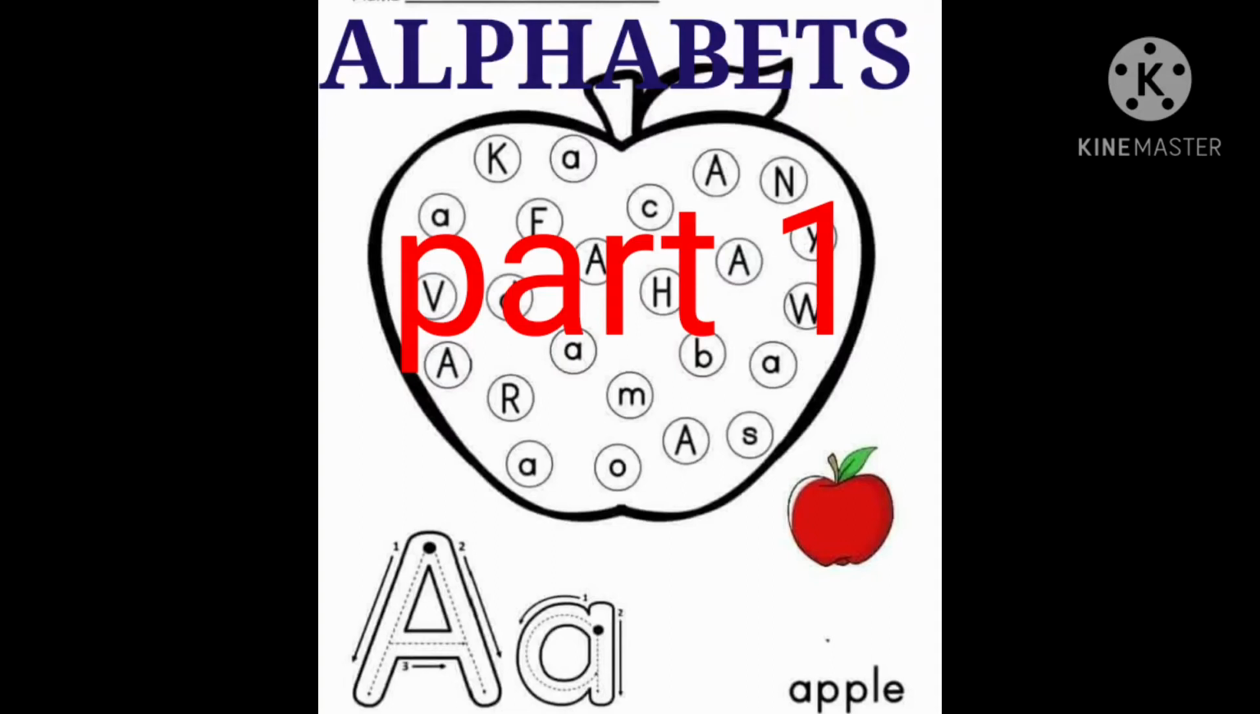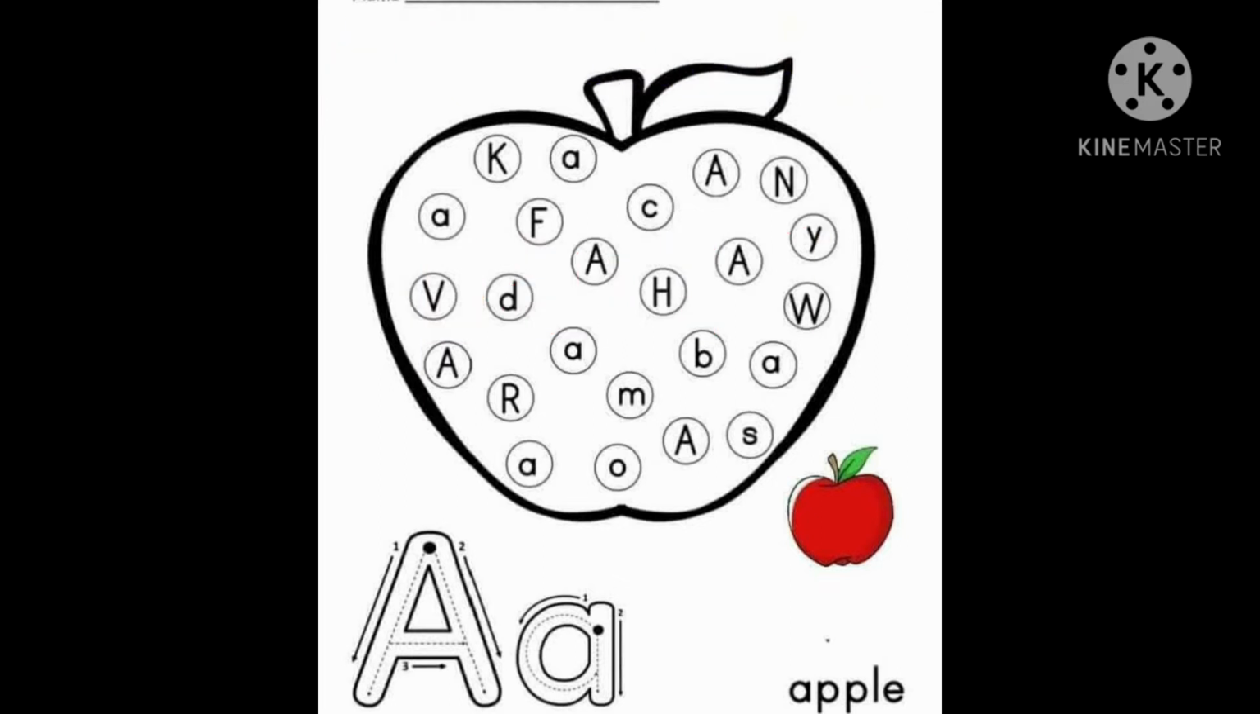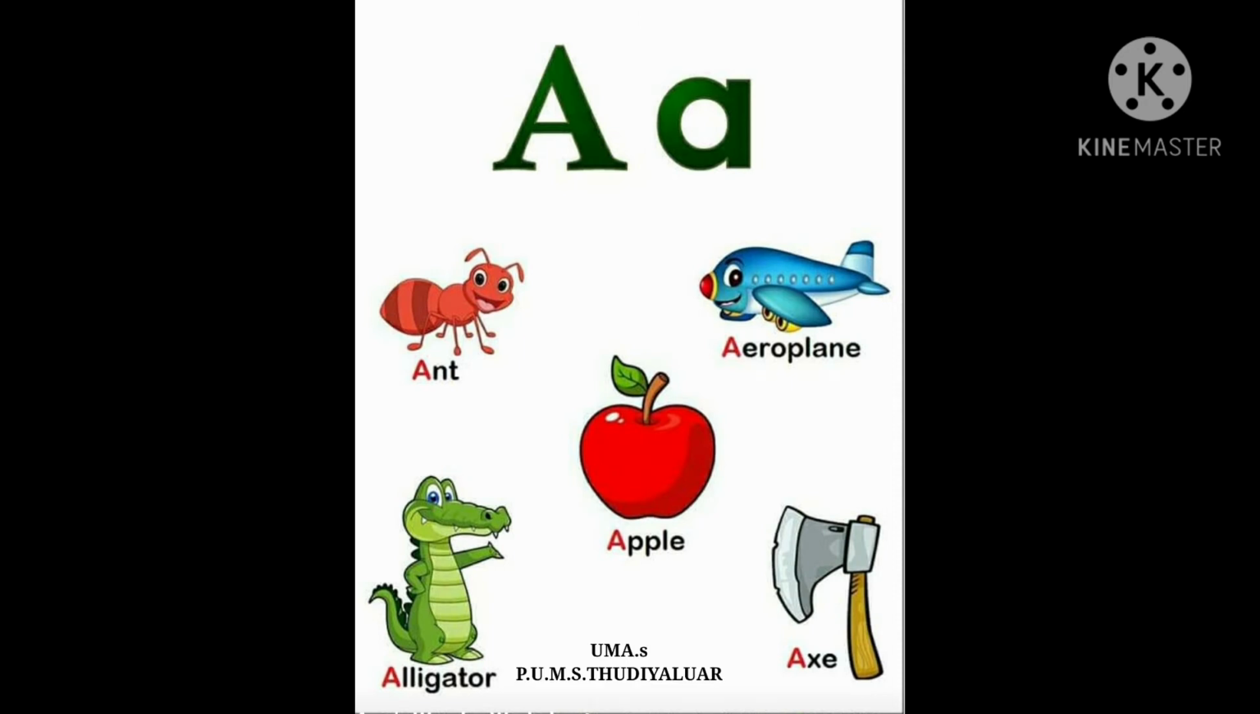Hello kids, today we are going to see alphabets with pictures and their names. Shall we go? This is letter A and it sounds A. Ant, aeroplane, apple, alligator, axe.